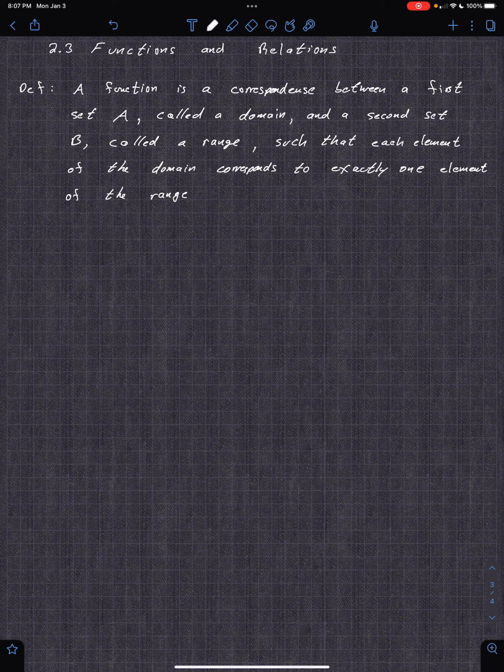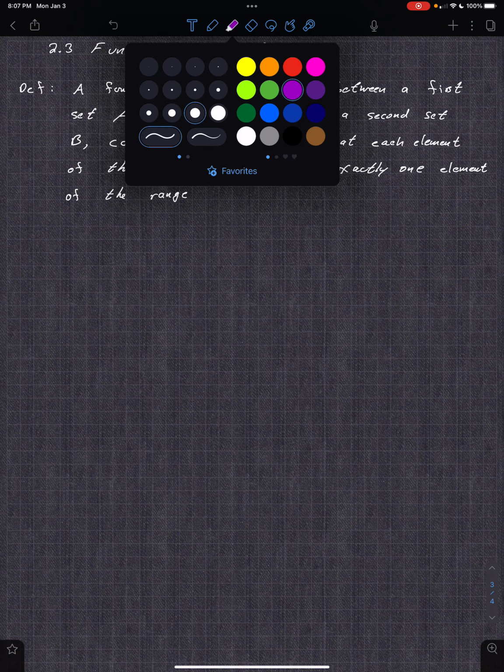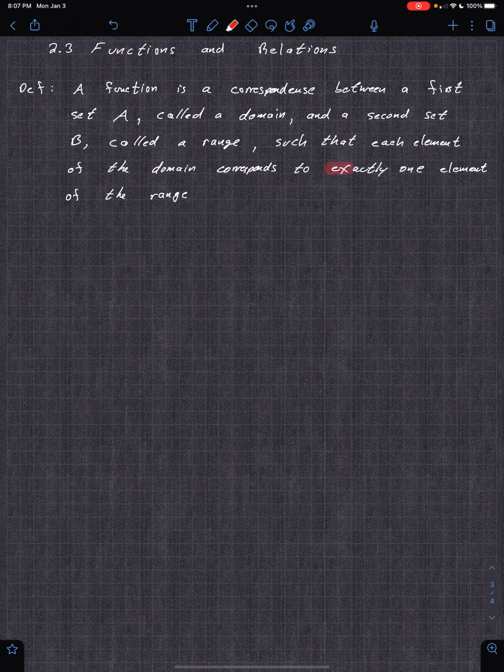Okay, I'll read it again. So a function is a correspondence between a first set A, called a domain, and a second set B, called a range, such that, and when you say such that, it's like the rest needs to follow or be true, such that each element of the domain corresponds to exactly one, I'll highlight that, corresponds to exactly one element of the range. So we'll go through some examples and talk about what's a function and what is not a function.